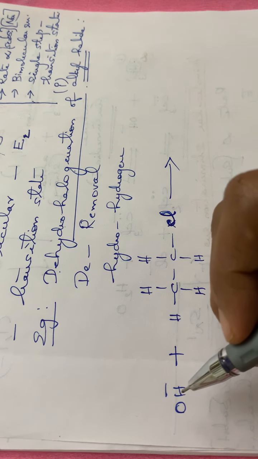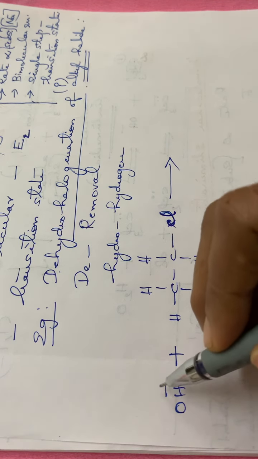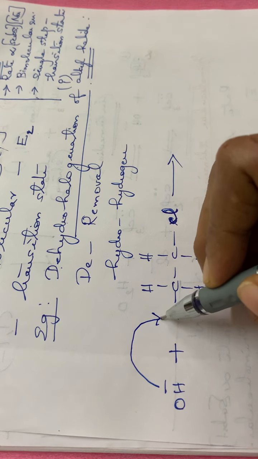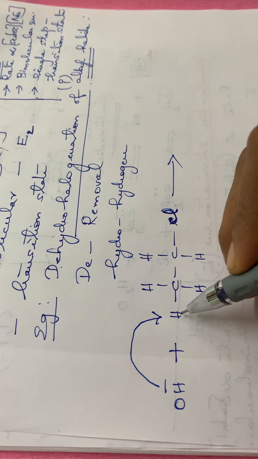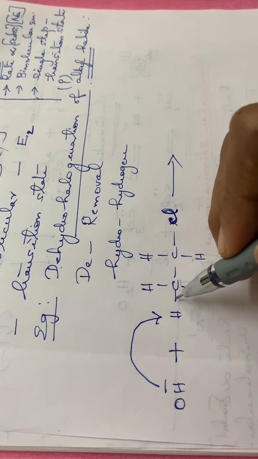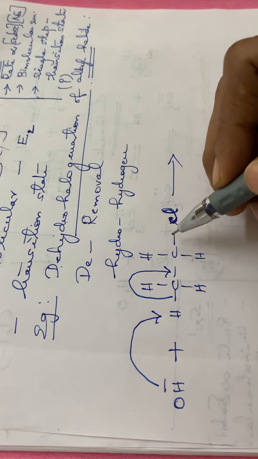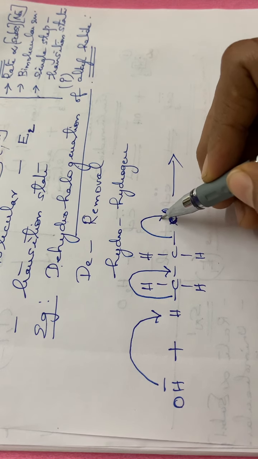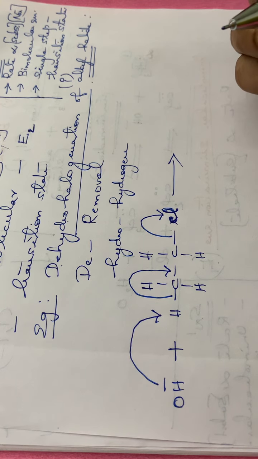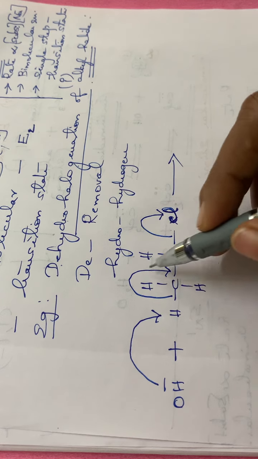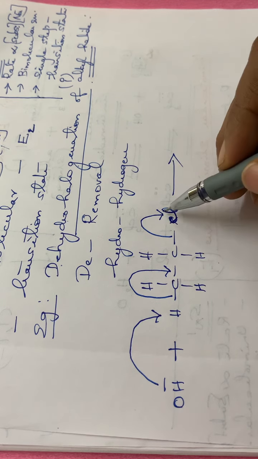While this OH minus is approaching this species, it will be abstracting a proton from this position. So this electron pair will be shifting to this position, and again this electron pair will be shifting to this atom. This is how the electron shifting, or the bond shifting, will be taking place.